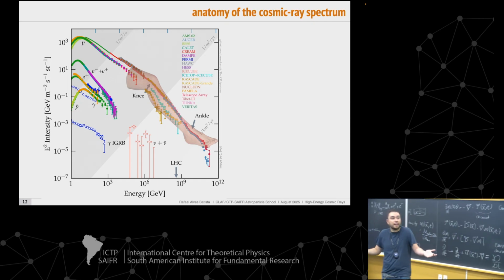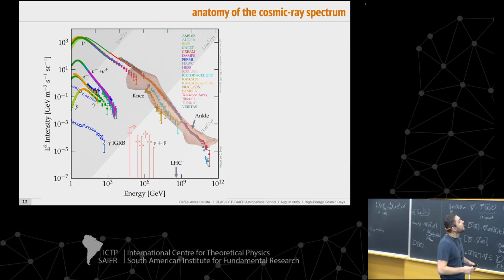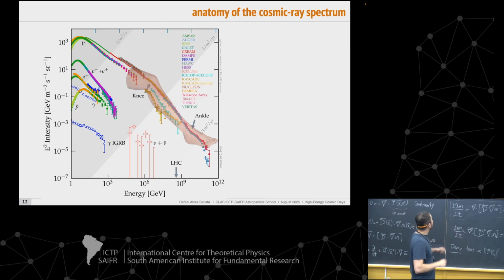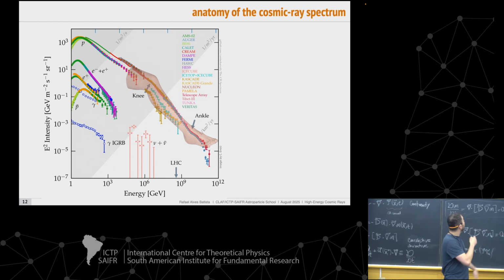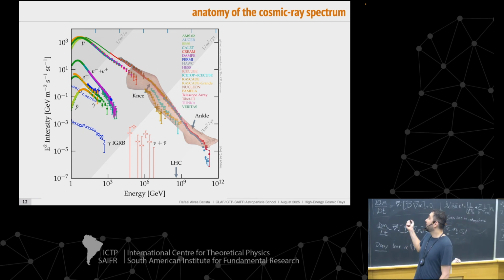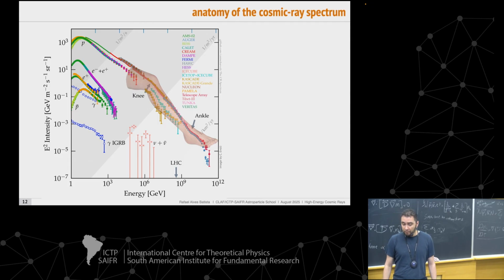It just so happens that the sources of cosmic rays in the universe, not in our galaxy, in the universe, don't have enough power to go beyond this maximum energy. So there is no way to extend the spectrum further. So that's kind of the status of the field.